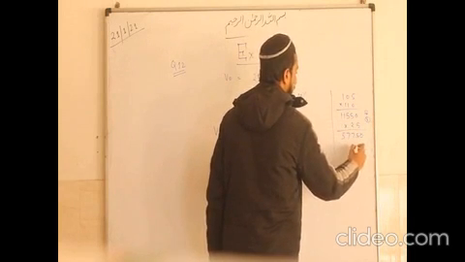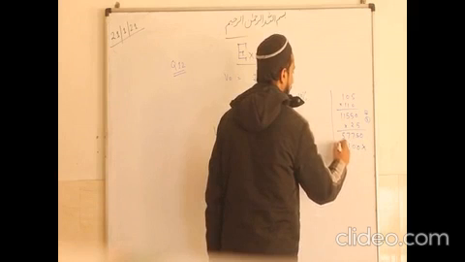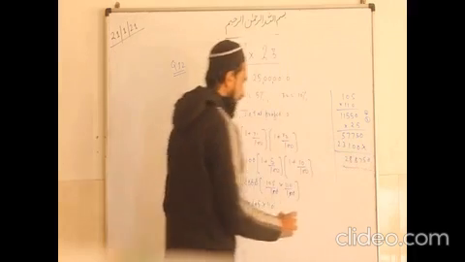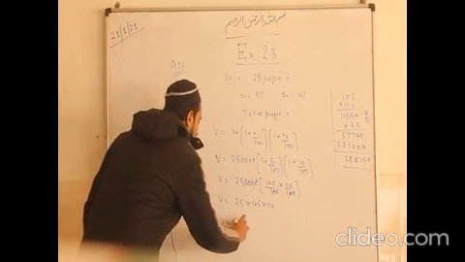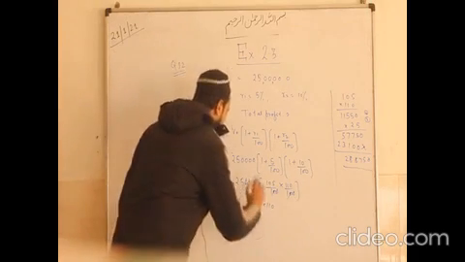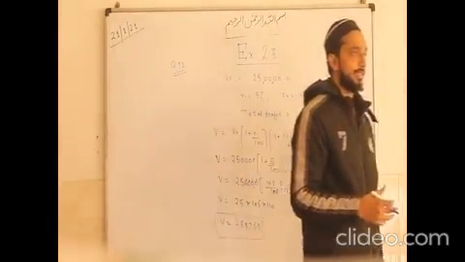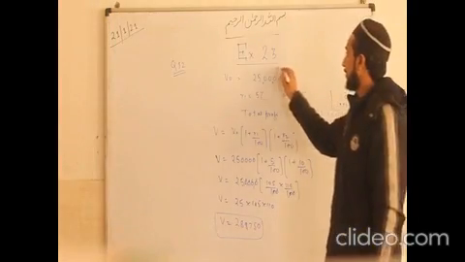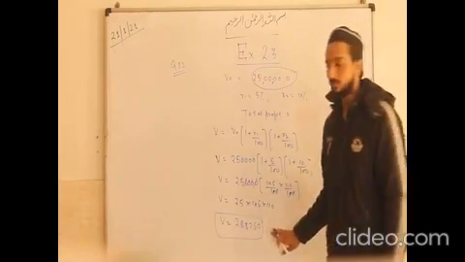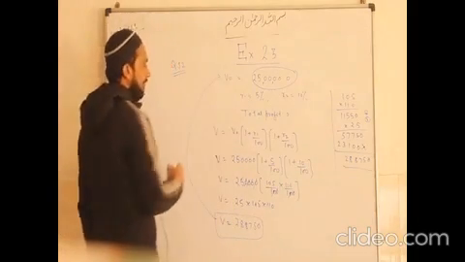So the result is 288,750. This is the final value of the amount. So what is the profit he earned? This was the initial amount he invested, and this is the final amount he has after 2 years. So the profit will be this minus this, right? This minus this will be your profit.